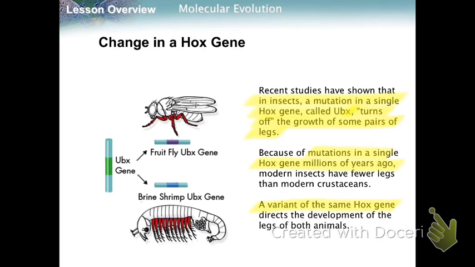A variant of the same Hox gene, so this would be like the gene family that we're talking about, but instead of in the same organism, in 2 different organisms, a variant of the same Hox gene directs the development of the legs of both animals.